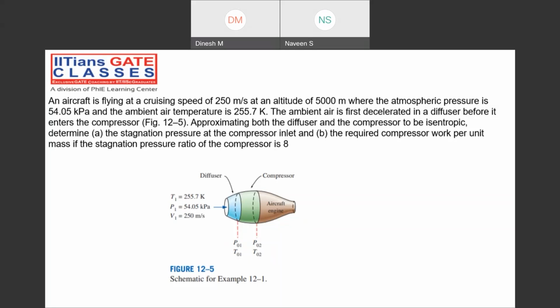So we have discussed all the formulas in the last class. So quickly we will just go through this one. They have given the temperature T1, they have given P1, and the velocity is also given. When the velocity is given, that means T01 will not be equal to T1, right? When the velocity is 0, then we can say that stagnation will be equal to static, right? Yes or no, guys?